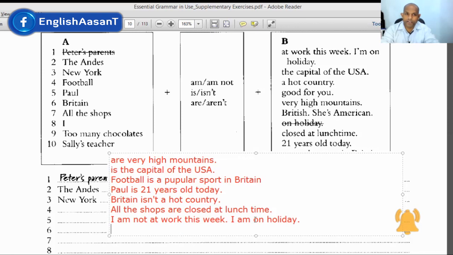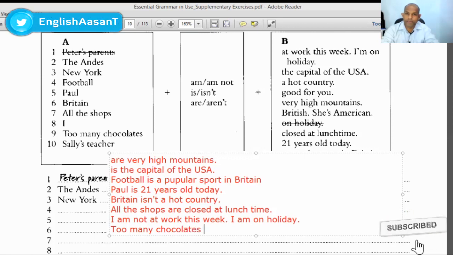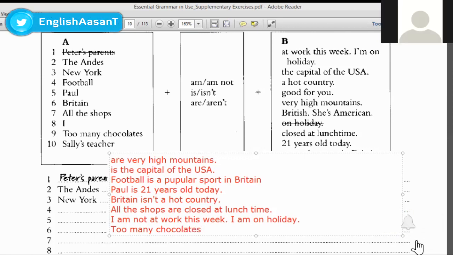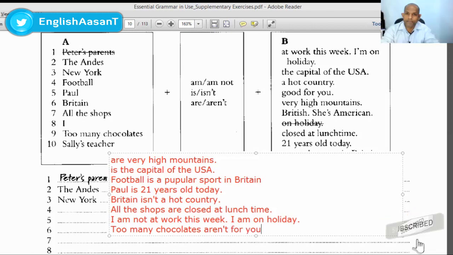Too many chocolates aren't good for you.